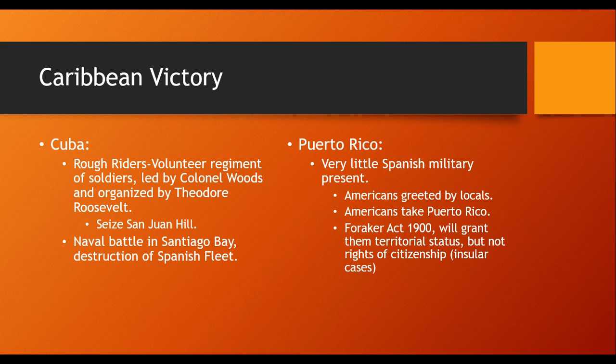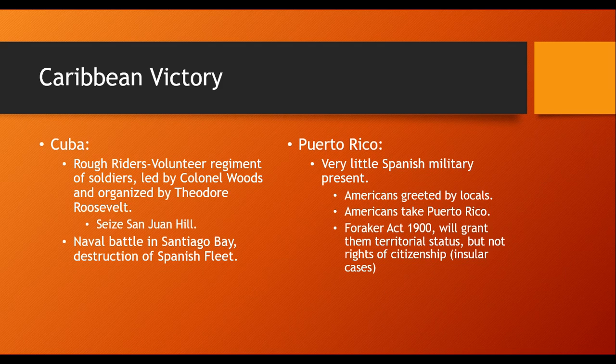After we have taken Cuba, which didn't take much, we venture over to Puerto Rico, which is down the chain of islands there in the Caribbean. There's not a whole lot of military present, and when we step foot onto the island, the Puerto Ricans are overjoyed to see us. We're greeted like heroes, and America then will plant its flag and officially claim Puerto Rico as a spoil of war.